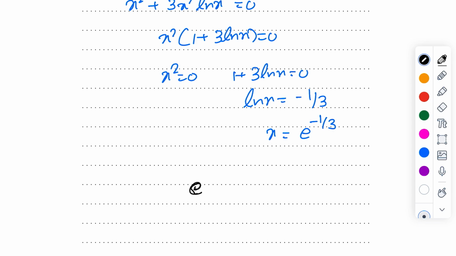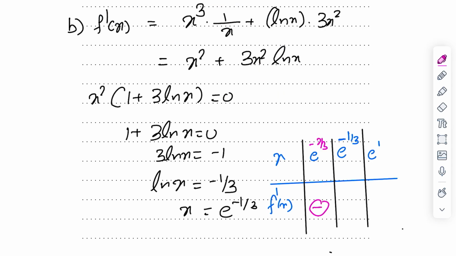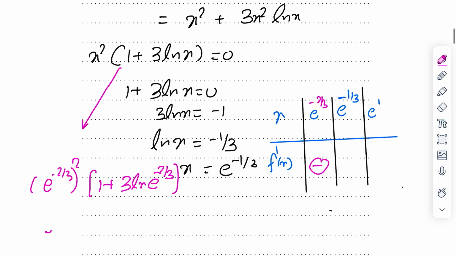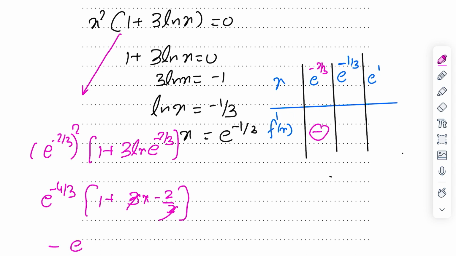What is e to the power minus 1 upon 3? First derivative test, negative answer. We can see that over here, (e to the power minus 1 upon 3) whole squared times 1 plus 3 ln of e to the power minus 1 upon 3. So it becomes e to the power minus 2 upon 3, 1 plus 3 times minus 1 upon 3. 3 gets cancelled, 1 minus 1 is 0.